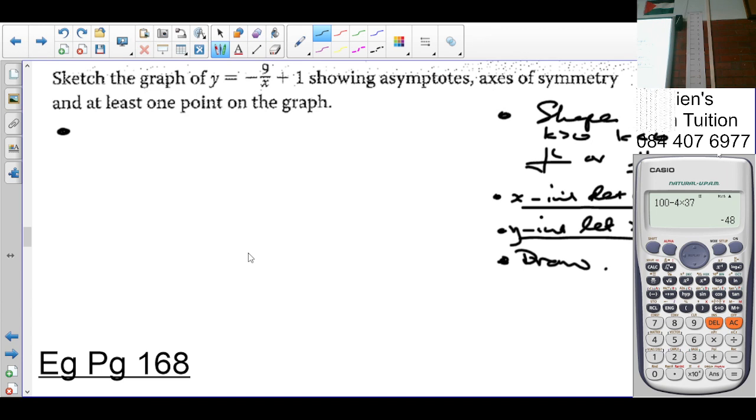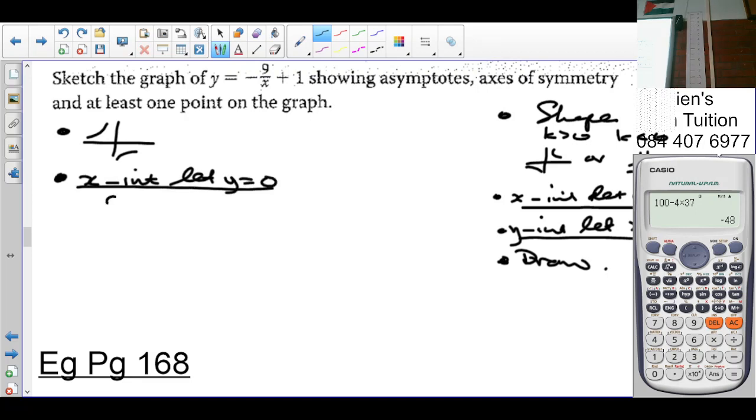So, firstly, what would the shape of this graph be? Which quadrants should it be drawn in? It's negative, so it's equal to drawing in quadrants 2 and 4. Not so? What do we do thereafter? X-intercept. What do you do for the x-intercept? Let y equal to 0.